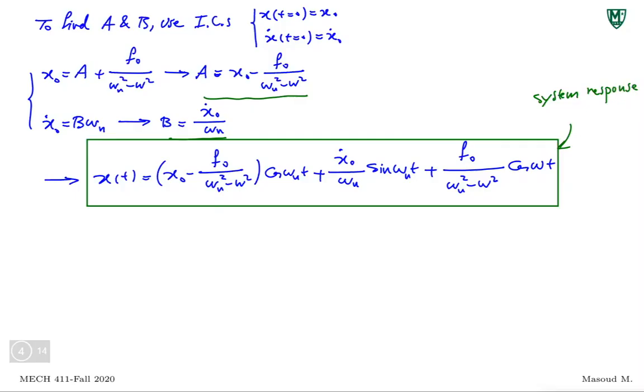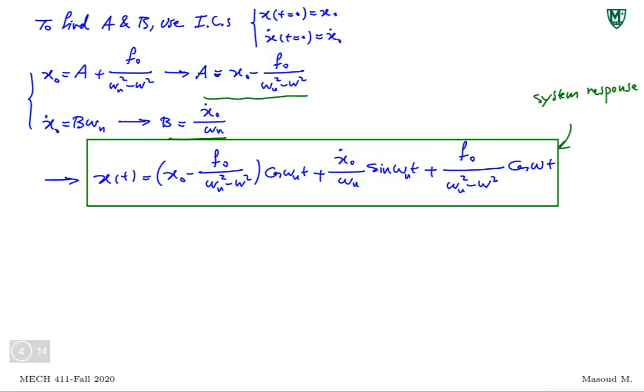So if I know f naught, which I know in this case, I can find f naught by knowing uppercase F naught, the amplitude of the input force, and the mass of the system. Omega is the excitation frequency. Omega n is the natural frequency. X naught and x naught dot are initial conditions. So once I know these, I can find the system response. How does the system respond to a given harmonic excitation in the form of f naught cosine omega t?